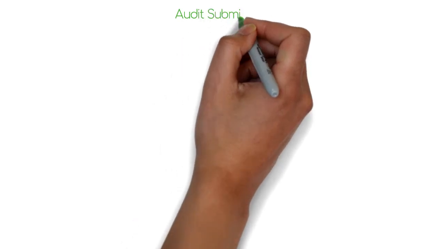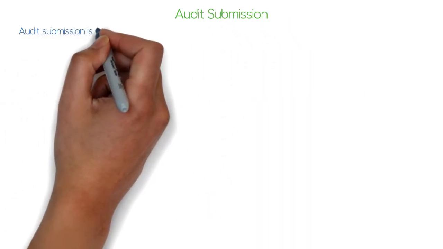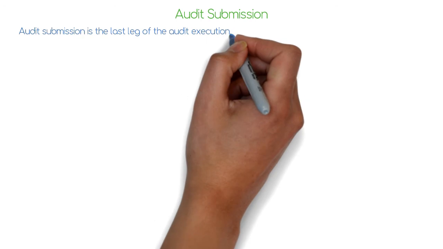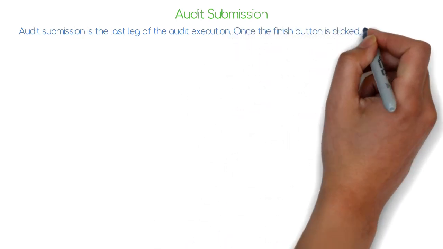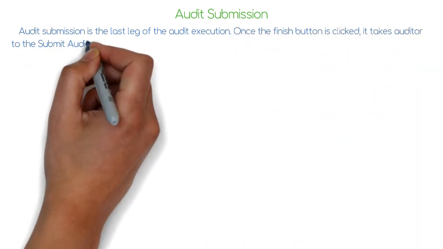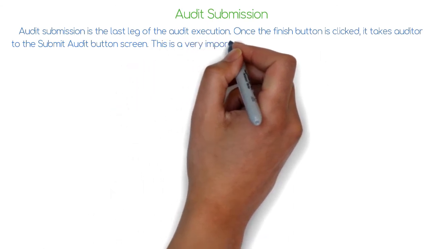Audit submission. Audit submission is the last leg of the audit execution. Once the Finish button is clicked, it takes the auditor to the Submit Audit button screen. This is a very important stage.